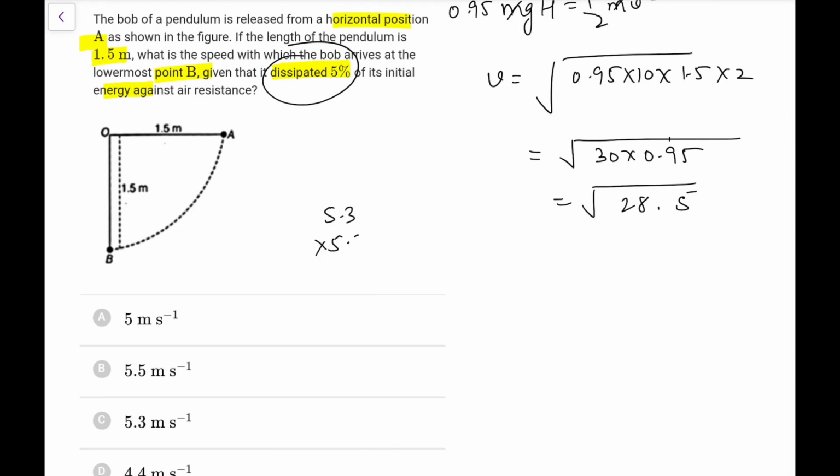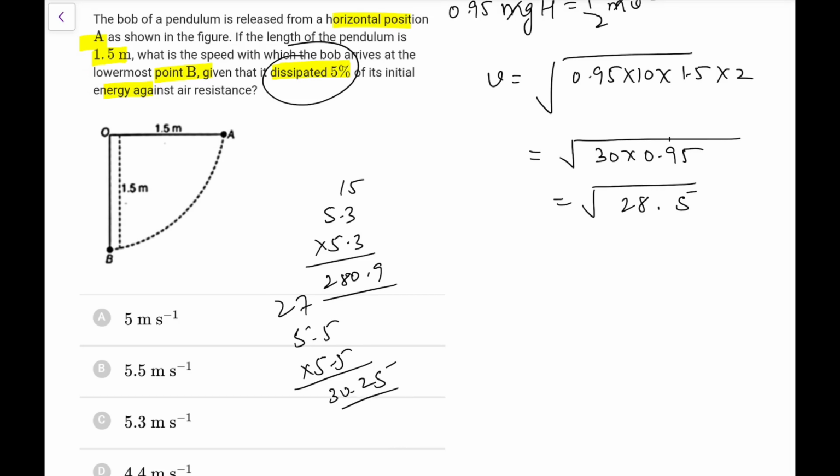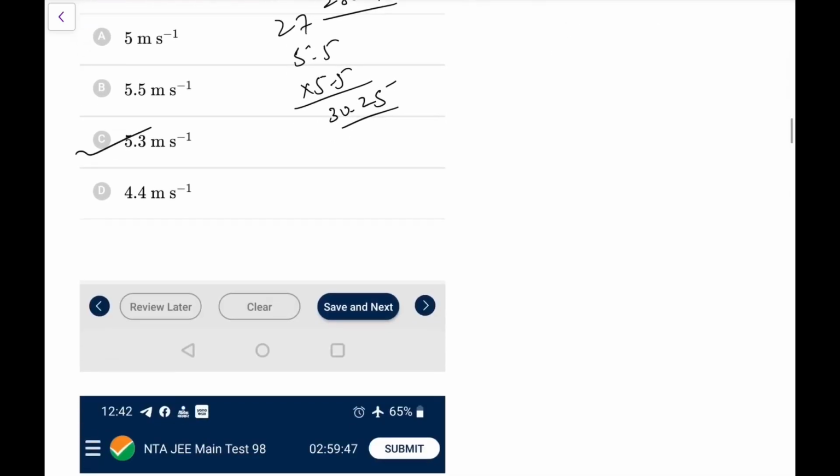5.3 into 5.3: 53 threes, I have 159. 53 fives, I have 265. So it is 28.09, so it would be closer to 5.3. I suppose 5.5 would be too much. I can check: 5.5 into 5.5, 55 fives are 275, plus 27.5, that would be 30.25. So clearly 5.3 is the most appropriate one here.